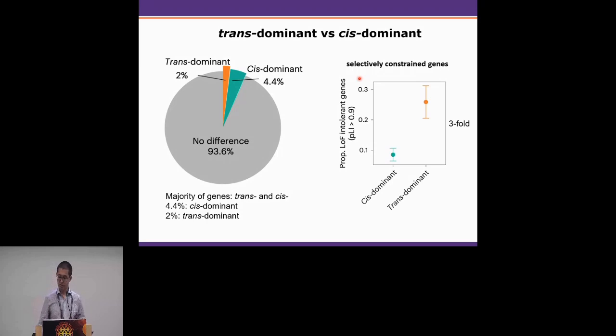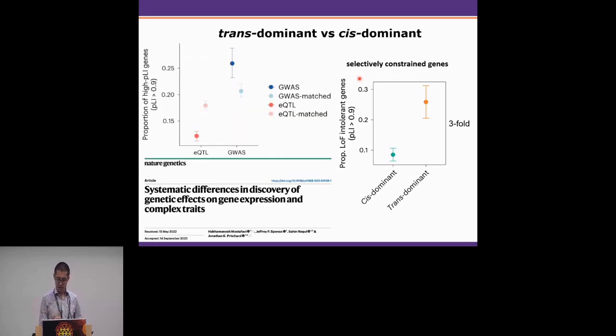Why this is important is because of this paper from the Jonathan Pritchard group two years ago. It's talking about how eQTL genes are depleted in the selected genes, but GWAS genes are enriched in the selected genes. So there's a systematic bias between eQTL and GWAS. And of course, eQTL is definitely more dominated by cis, otherwise no eQTL would be observed. That means to study GWAS, we should pay more attention to trans regulation.